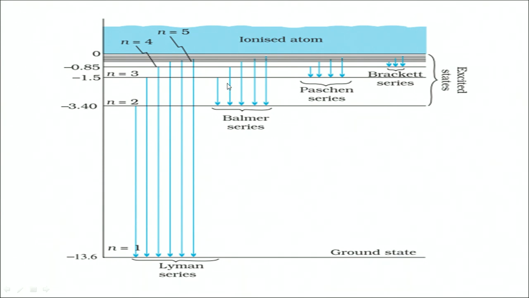Further, we can have transitions from n equal to 3 to n equal to 2, n equal to 4 to n equal to 2, which means that all the transitions for which the final state is the same form a particular series. Here they are given as the Lyman series, Balmer series, Paschen series, Brackett series. So these are the different series which are obtained in the hydrogen atom. This we will study in detail in the next lecture.